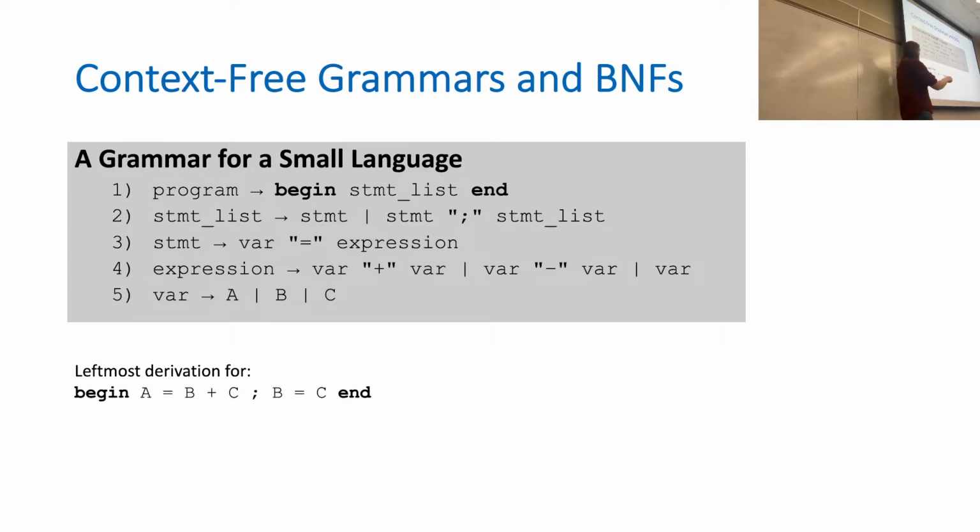Basically, what we're asking when we say do a leftmost derivation, because it's fancy math language, right? What we're really just asking is, hey, is this statement, this program, structurally valid for the given grammar? If these 5 grammar rules define a set of valid programs, then is this "begin A equals B plus C, B equals C end" a valid program for this language? That's the question being asked. So let's try and find out.